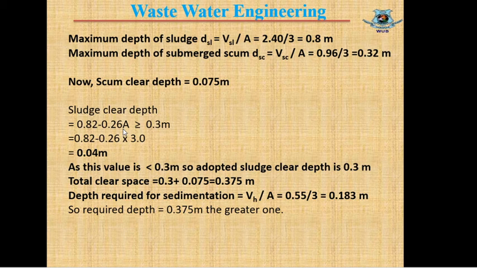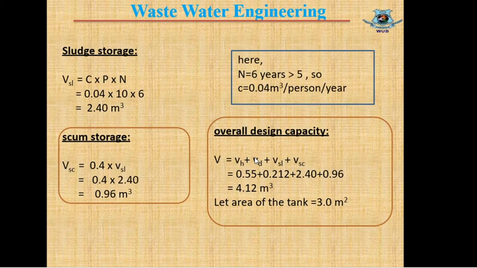Let's see the provision again to see the criteria. Here the minimum value of sludge clear depth will be calculated using this equation, and the minimum value will be 0.3 meter. So we used sludge clear depth as 0.3 meter. Now the total clear space equals the sum of these two items, 0.3 plus 0.075 equals 0.375 meter.